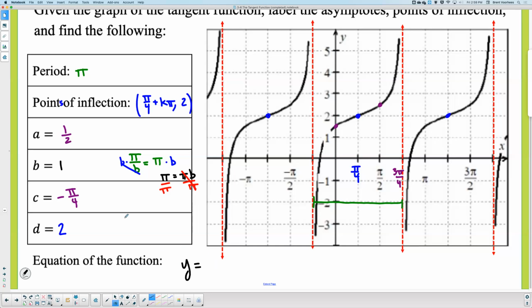y equals a first, a of 1/2 tangent. My b is 1. I actually don't need a bracket since b is 1. I'll just do parentheses. x minus pi over 4, plus 2. That would be my equation for this function.